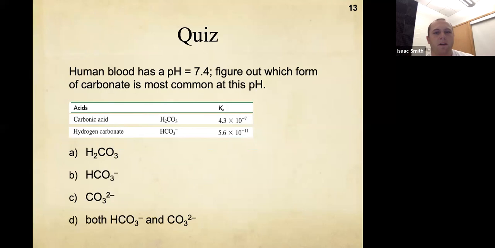Okay. It says human blood has a pH equal to 7.4. Okay, shocker. We've already talked about that. Figure out which form of carbonate is most common at this pH. Okay. Let's go ahead and pause the video and try this.